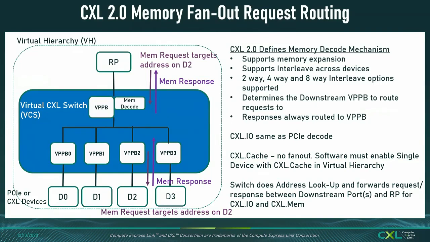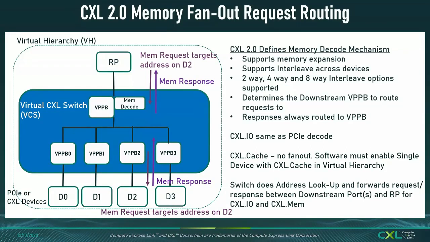So CXL 2.0 defines the memory decode mechanism, which, as we said, supports memory expansion and any kind of I/O expansion fundamentally. But switches support interleave across devices. A switch can interleave between 2-way, 4-way, or 8-way, depending on what the user wants to do. It determines the downstream, what we call a virtual PCI to PCI bridge, VPPB. So this is a virtual switch. Virtual CXL switch is VCS, and effectively this looks architecturally like a PCI to PCI bridge, except it's a virtual PCI to PCI bridge.